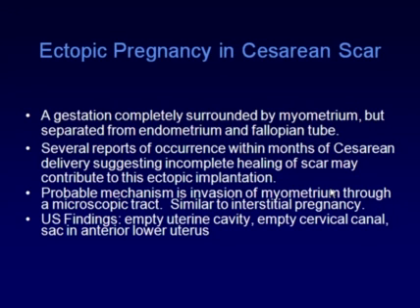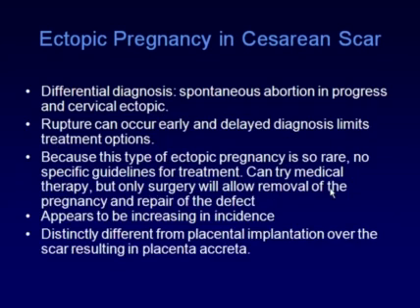This type of ectopic pregnancy is rare but increasing in incidence as the number of cesarean sections increases. It is defined as a gestation completely surrounded by myometrium but separate from the endometrium and separate from the fallopian tube. Several reports show that this can occur within months of the delivery, and therefore incomplete healing of the scar may contribute to it. The ultrasound findings are those of an empty uterine cavity, an empty cervical canal, and a gestational sac in the lower uterus.